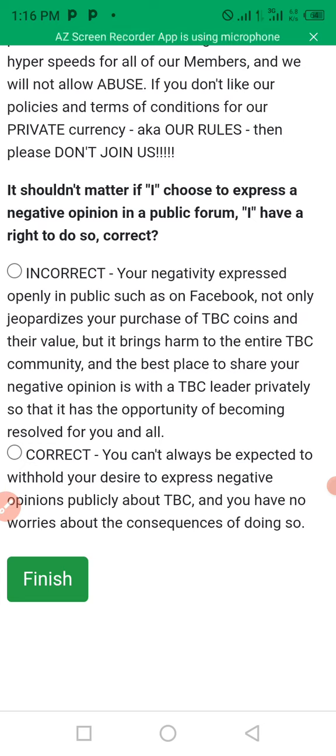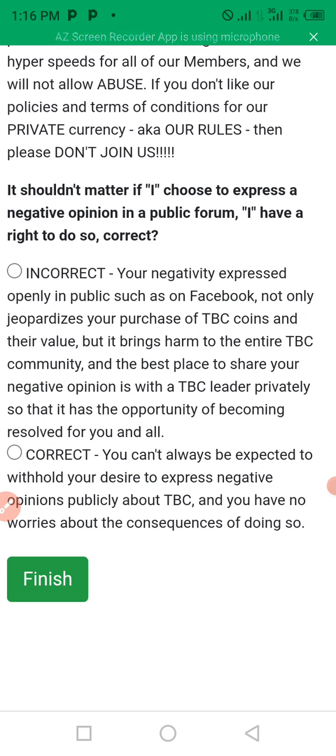Now the question goes like this. It shouldn't matter if I choose to express a negative opinion in a public forum. I have a right to do so. Just read the question. It shouldn't matter if I choose to express a negative opinion.